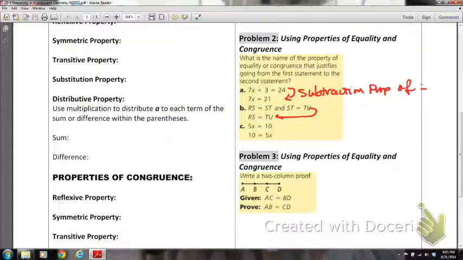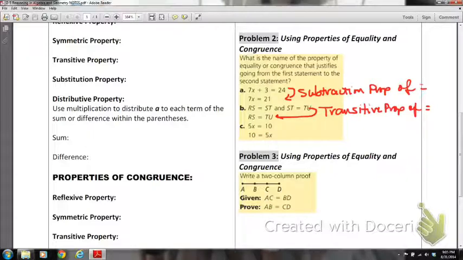If RS is equal to ST and ST is equal to TU, then we can apply the transitive property. So that's the transitive property of equality, because we're talking about lengths of segments, not the segments themselves. If that had had a segment bar over the top of those, we would have used the transitive property of congruence, because it would have had congruence signs and not equality signs. Note the difference there. This is equality of two lengths of segments, so you use the transitive property of equality.